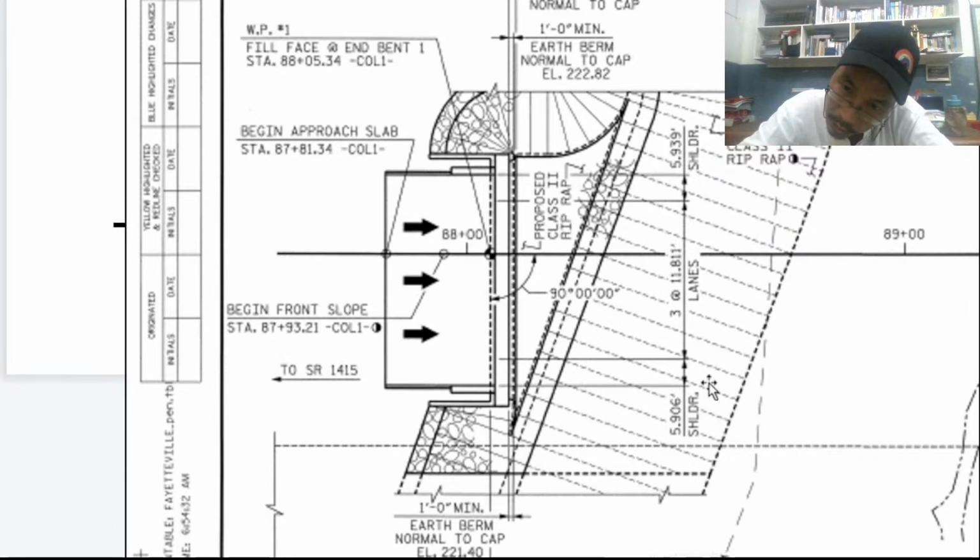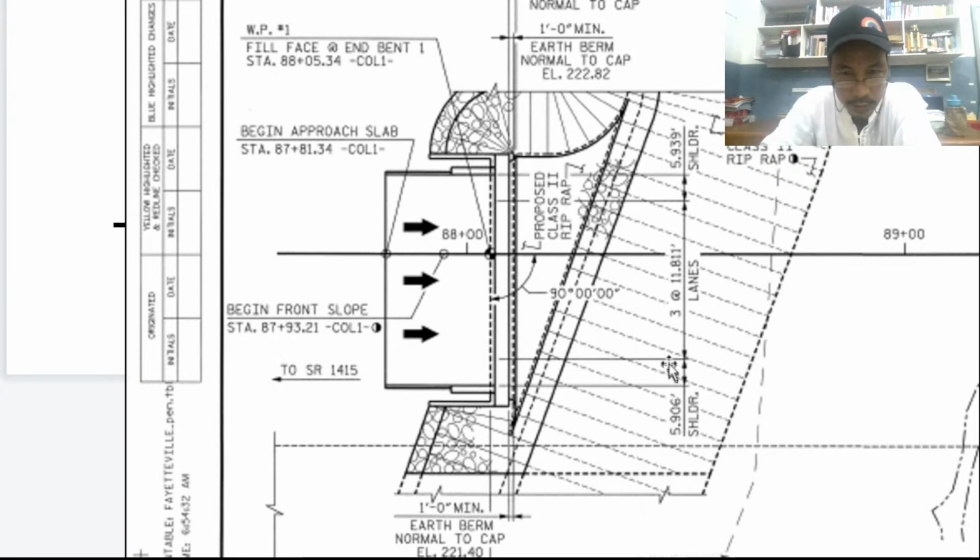So next we can see, again, this is proposed riprap plus 2. Okay, we already explained. So next we have 90 degrees. We already explained. Next we have shoulder. What do we mean by shoulder? SHLDR, shoulder, 5.906 feet. Okay? So 5.9 feet, almost 6 feet, is the size of the shoulder. Meaning from this point to this point, 6 feet.